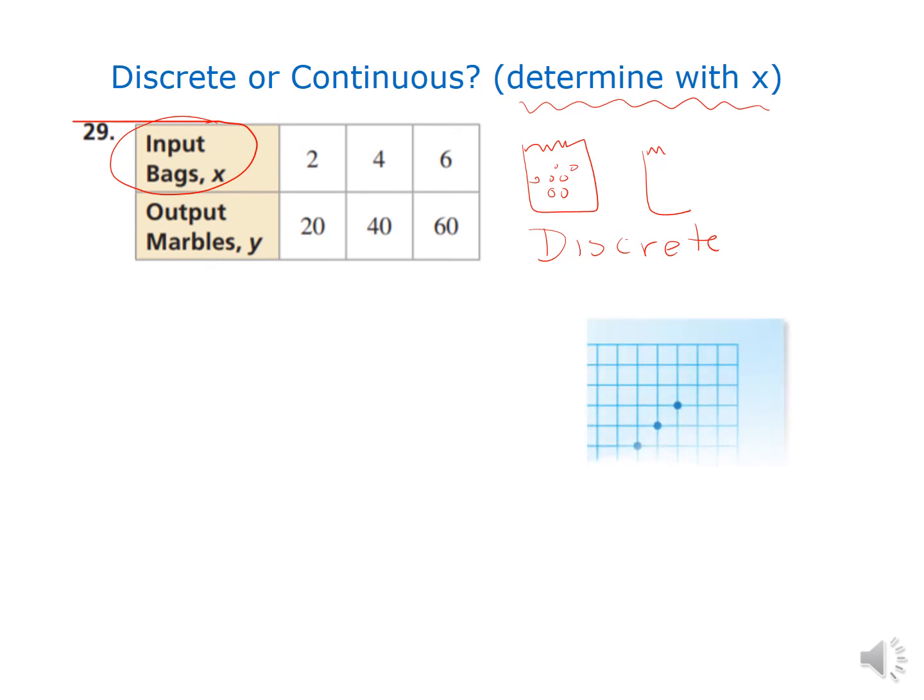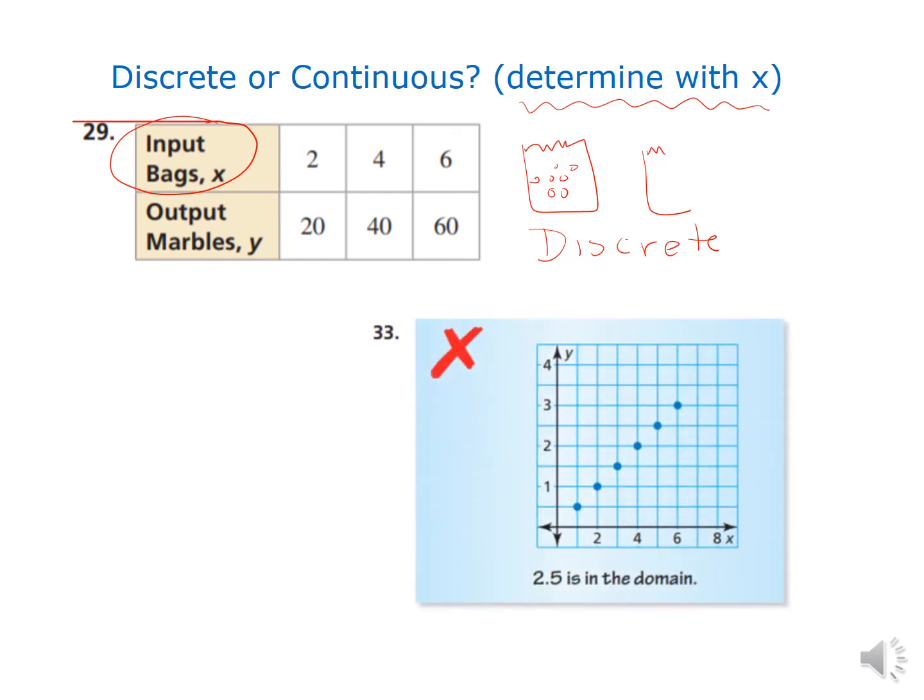Now let's look at this one. It's saying that their answer is incorrect. So again, I'm going to look at what are my x values. They are 1, 2, 3, 4, 5, and 6. So that means 2.5 is not in my domain because my domain is 1, 2, 3, 4, 5, 6.